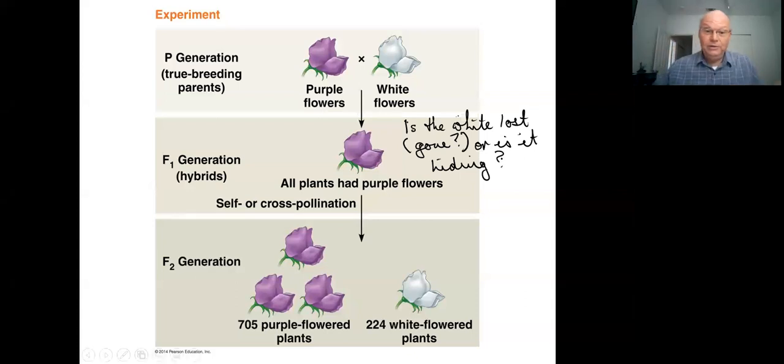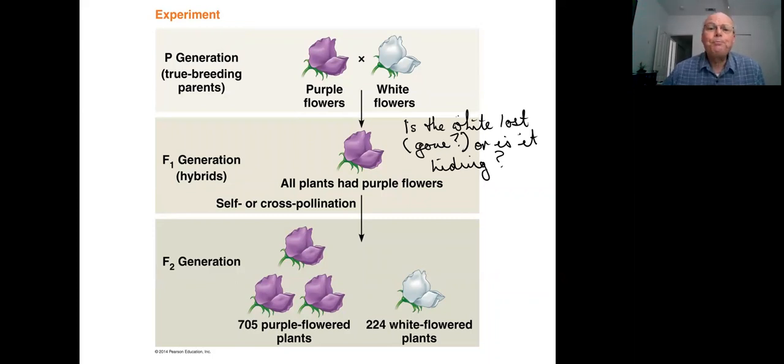So this is why Mendel knew he needed to go on and do the F2 generation, because if the white is truly lost, if purple is the only color that is preserved in the F1 generation and subsequent generations, then he knows what to expect. All the offspring are going to be purple. But if the white is simply hiding, then there's the real possibility that the white will re-emerge in the F2 generation.